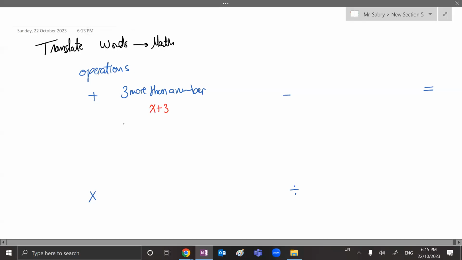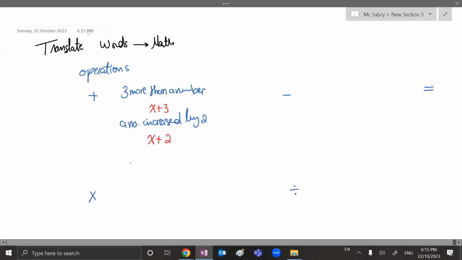So if I say a number increased by 2, that also means addition. A number increased by 2 would represent a number that I don't know, x, increased by 2, which means I'll add 2.